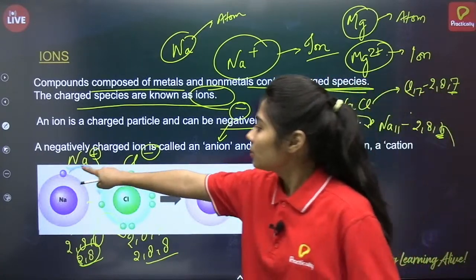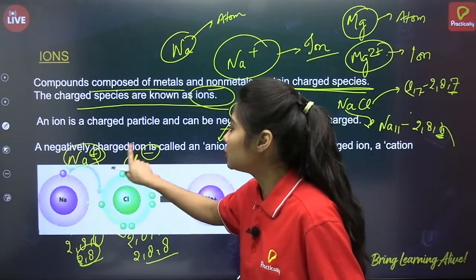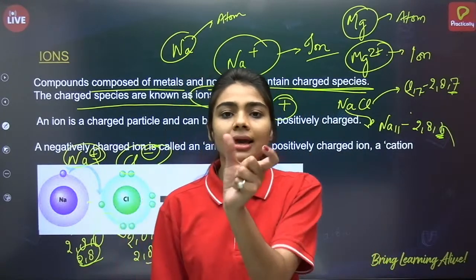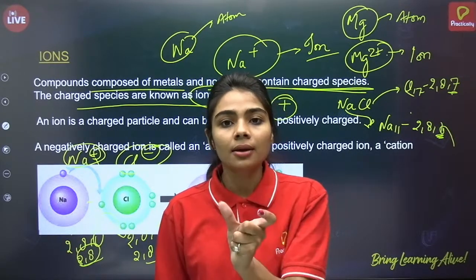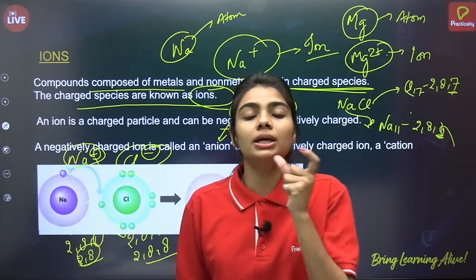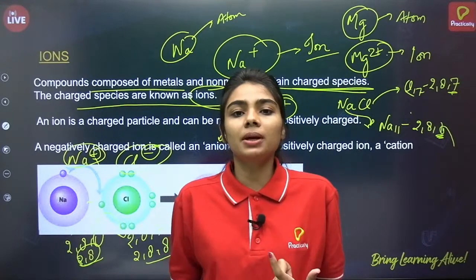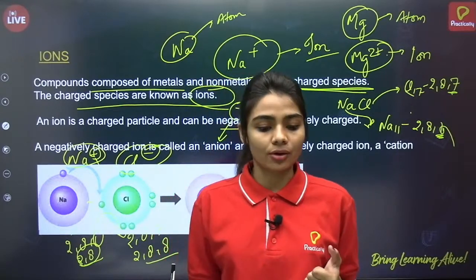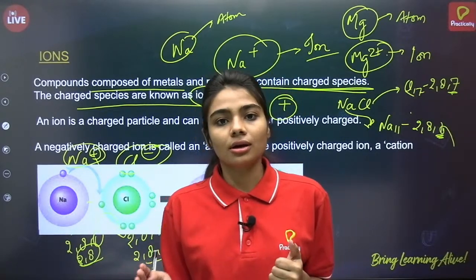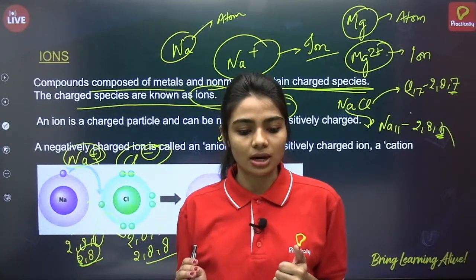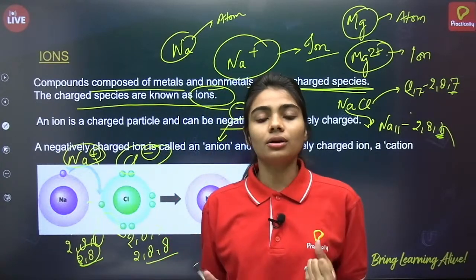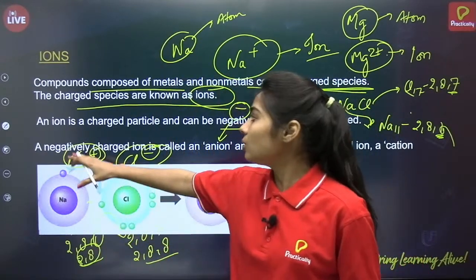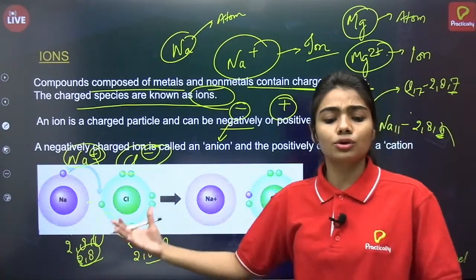So this is how the charged species form. Whatever we get from here, ions are formed. Why? Because these atoms want to be stable. And how will they become stable? Either by losing an electron or gaining an electron. If it is losing an electron, then it will get a positive charge. If it is gaining an electron, then it will become negatively charged. So this is how charged species, or you can say ions, form.